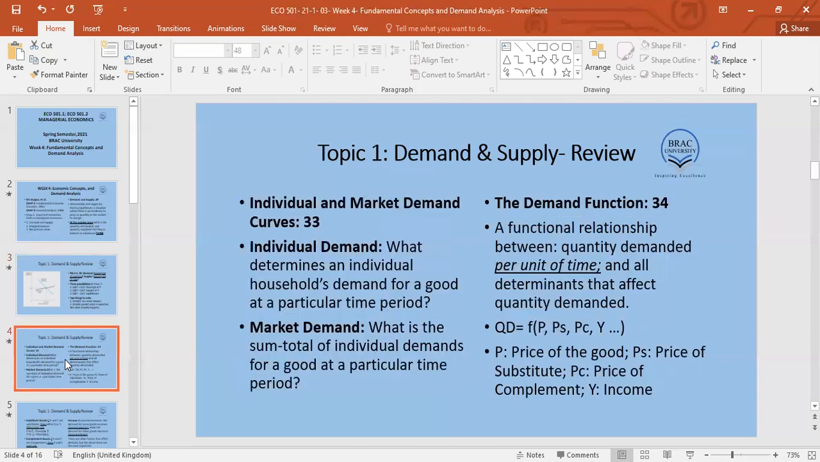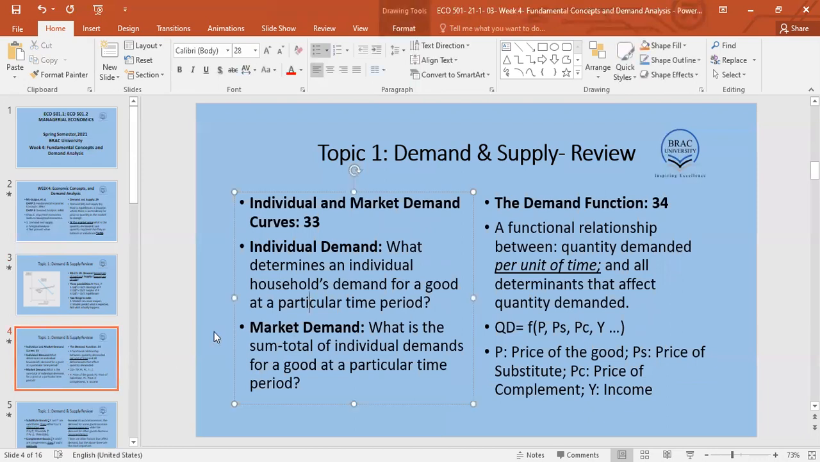The next thing is, what is the difference between individual demand and market demand? The individual demand is the demand of an individual household. Market demand is the sum total of all the demands of the households. Now, in order to work out the market demand, we have to know how the individual demand acts. Based on that, from individual demand, we will get our market demand.